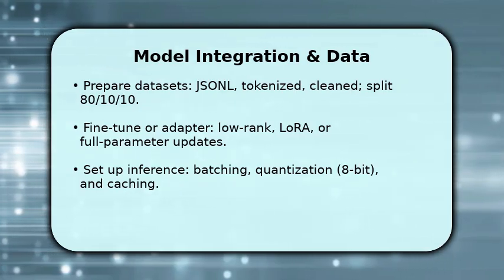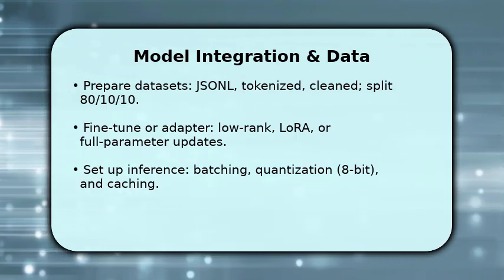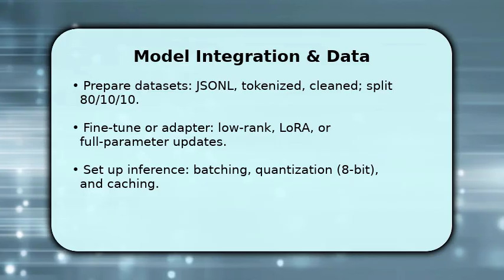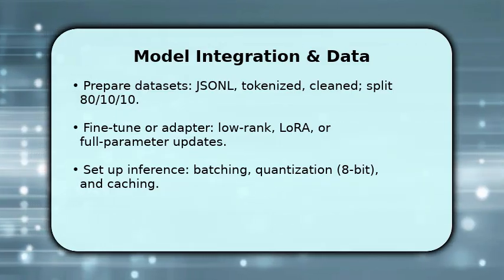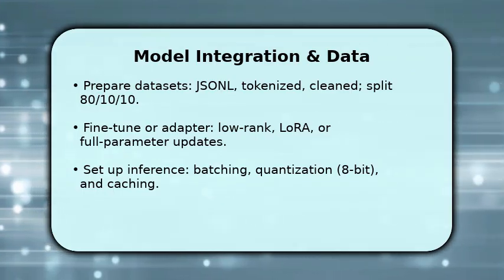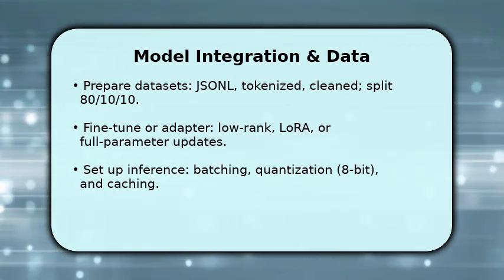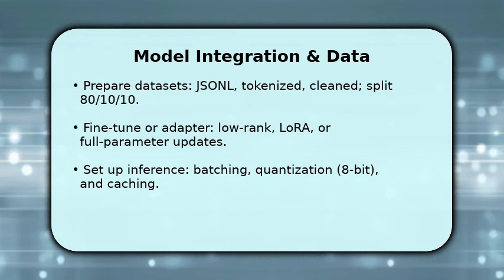Choose a tuning strategy: LoRA for efficiency, full fine-tuning when you need precision. It matters because training cost and latency differ considerably. Once training config is ready, implement quantization and batching to cut memory and boost throughput. And make sure to validate outputs on held-out examples to catch bias or hallucinations early.